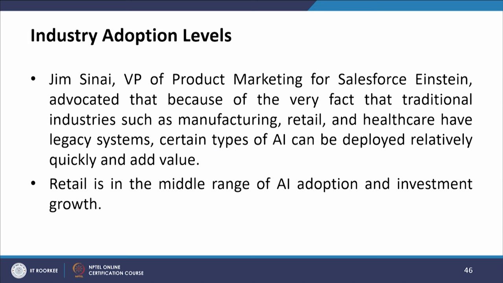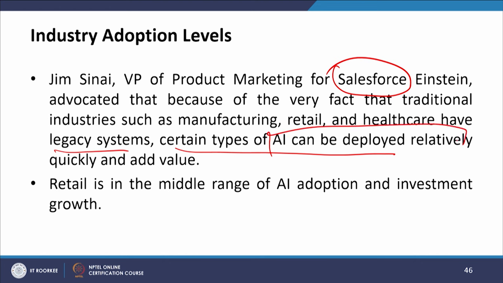Jim Sinai, VP of Product Marketing for Salesforce. So, Salesforce.com is the company. Salesforce Einstein advocated that because of the very fact that traditional industries such as manufacturing, retail and healthcare have legacy systems, certain types of AI can be deployed relatively quickly and add value. So, because they are mature industries, they have certain types of legacy systems. But still, in those industries also, AI can be deployed to add value.